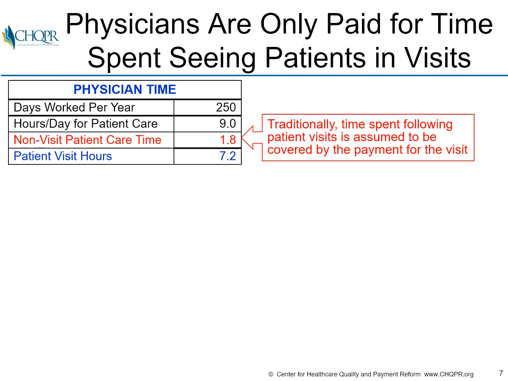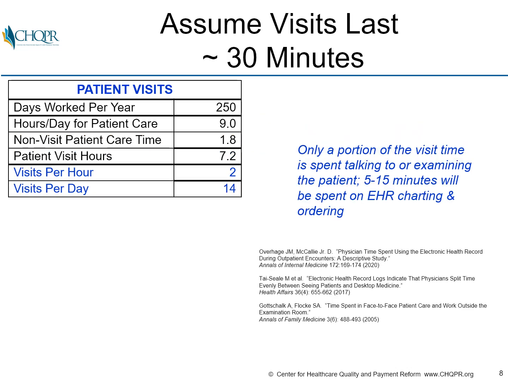Because so much time is spent on follow-ups to previous visits, the physician only has about 7 hours left to actually see patients in visits. If we assume the physician would like the ability to spend up to 30 minutes on each visit, the physician will be able to see 2 patients every hour and a total of 14 patients during the day. A 30-minute visit does not mean that the physician is spending 30 minutes with the patient because part of the time has to be spent charting, sending orders, etc.